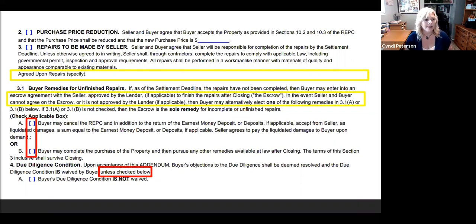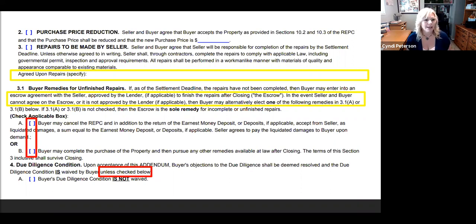Or number 3, the repairs to be made by the seller. You have to be really careful with this section because it will go on and show you for unfinished repairs. We'll go over that here in a minute. But you just have to make sure that if the repairs aren't going to be done in time, or they know that's not something they can do, then you need to make sure that you're checking this bottom section with the 3.1 that goes with number 3. So repairs, we're on number 3 here. Repairs to be made by the seller.